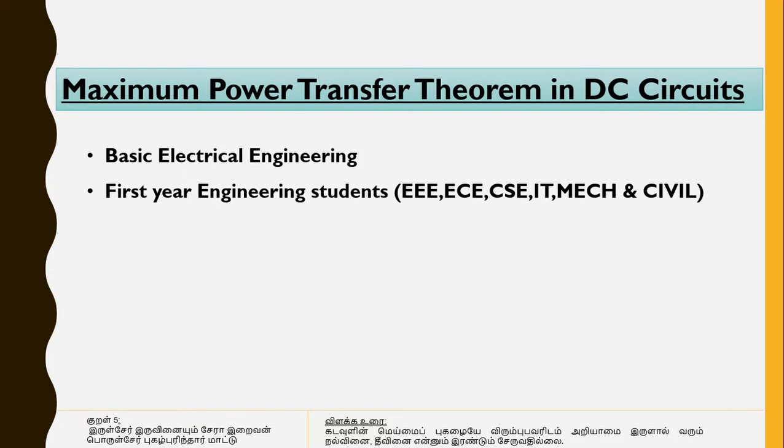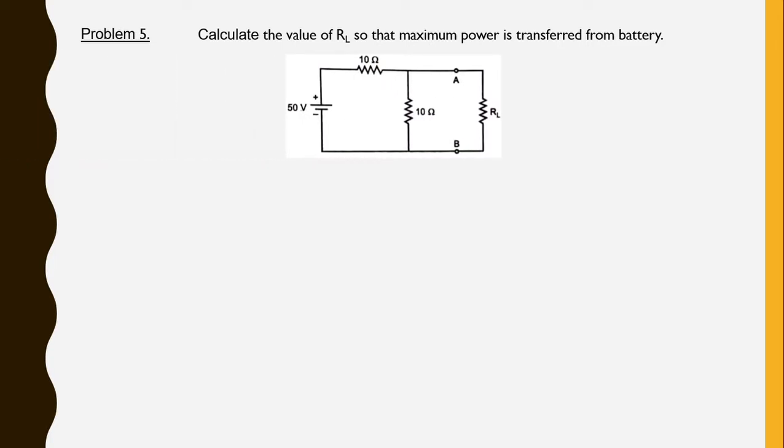Hi students, in this video lecture we are going to know about maximum power transfer theorem in DC circuits. We are going to solve a problem to understand maximum power transfer theorem. Problem is calculate the value of RL so that maximum power is transferred from battery. It is a given circuit diagram.